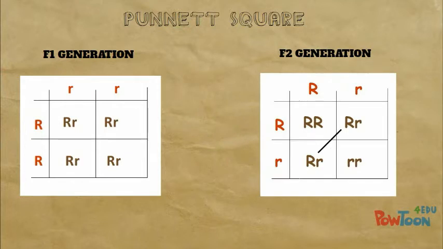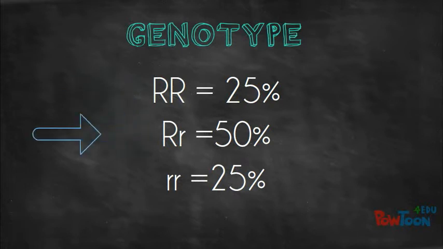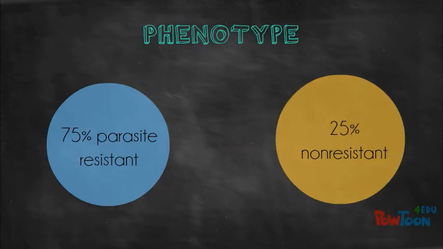If the F1 generation are bred together, the genotype will be 25% big R big R, 50% big R little r, and 25% little r little r. The phenotype of the offspring will be 75% parasite resistant and 25% non-resistant.